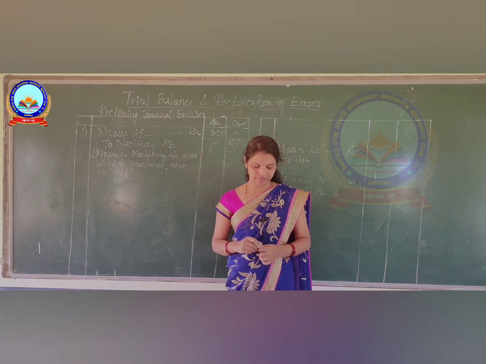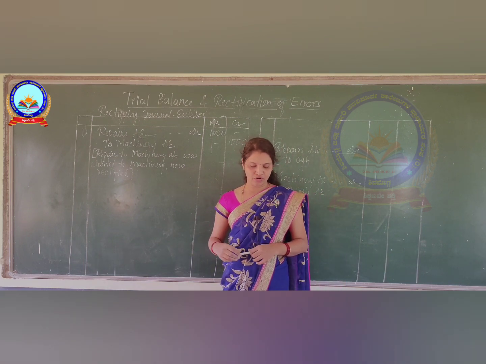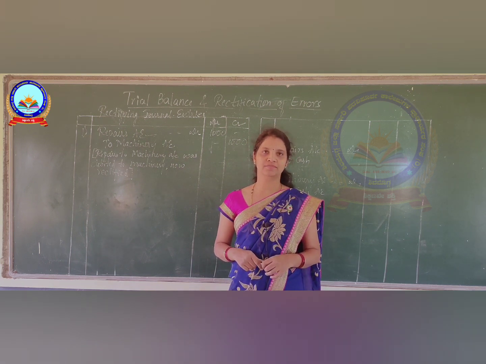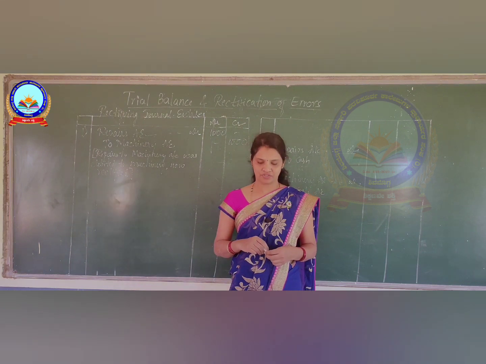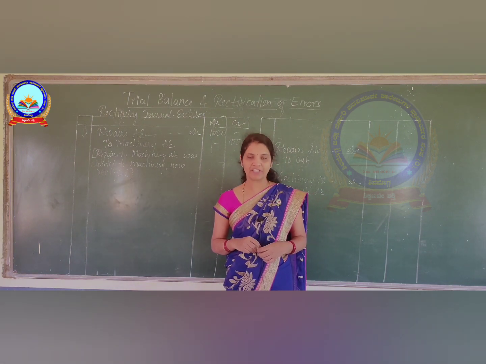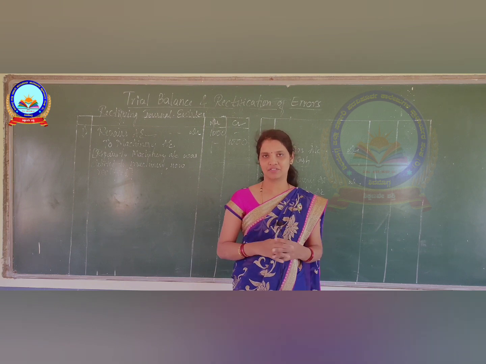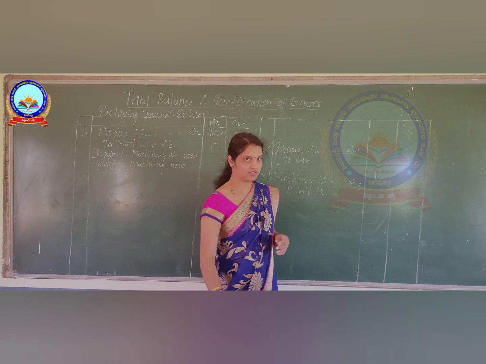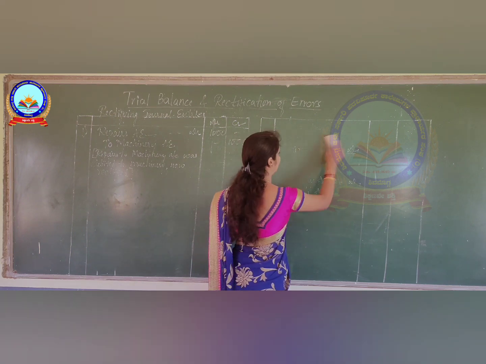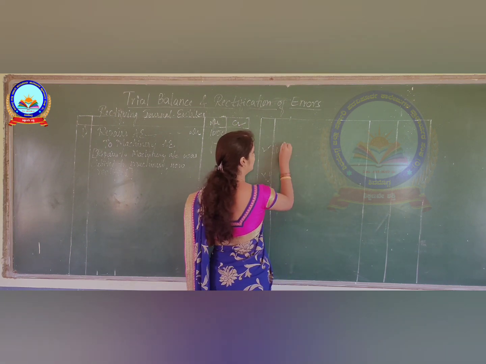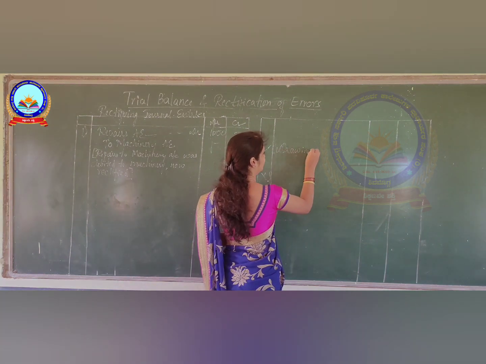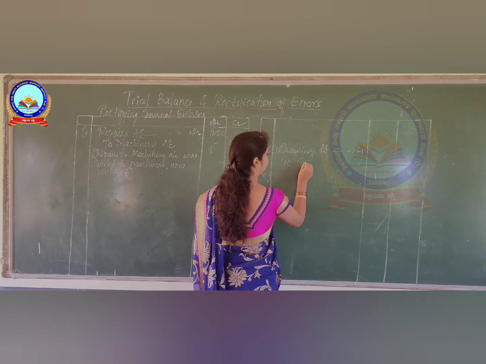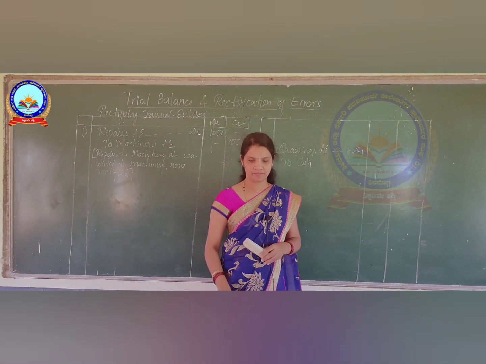Next error, an amount of rupees 2,000 withdrawn by the proprietor has been debited to office expenses account. An amount of rupees 2,000 withdrawn by the proprietor. What is the transaction? Rupees 2,000 is withdrawn by the proprietor. Then when we withdraw for personal use, the entry is drawings account debtor to cash. This is the correct entry.